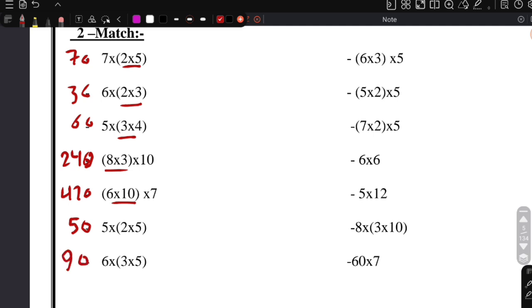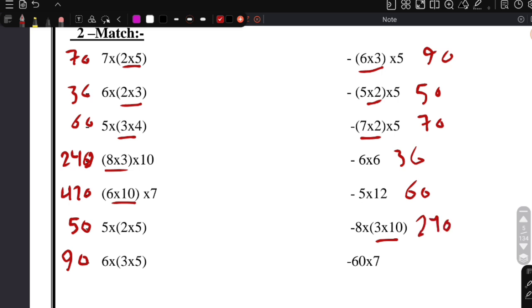Okay, the right column: 6 times 3 is 18, and 18 times 5 is 90. Okay, 2 times 5 is 10, 10 times 5 is 50. 7 times 2 is 14, and 14 times 5 is 70. Okay, 6 times 6 is 36. 5 times 12 is 60. And 3 times 10 is 30, and 30 times 8 is 240.